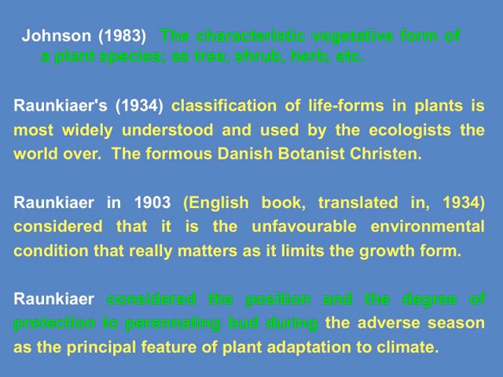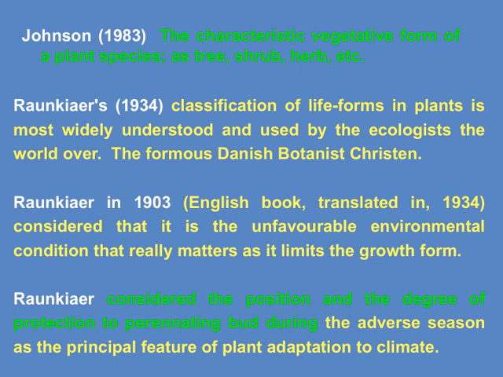Ronquier's classification of plant life forms, developed in 1934, is actually one of the most widely used systems among ecologists worldwide. It was originally proposed by the Danish botanist Christian Ronquier, who was a pioneer in understanding plant adaptation. Ronquier's ideas go back to 1903, and he emphasized that environmental conditions are the real drivers behind a plant's form. In other words, the shape and structure of a plant are primarily shaped by the environment it faces.